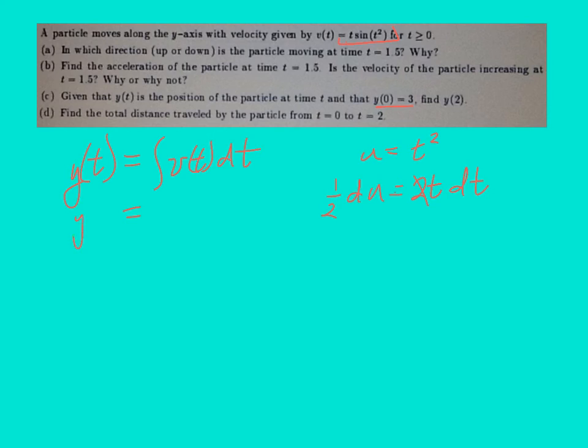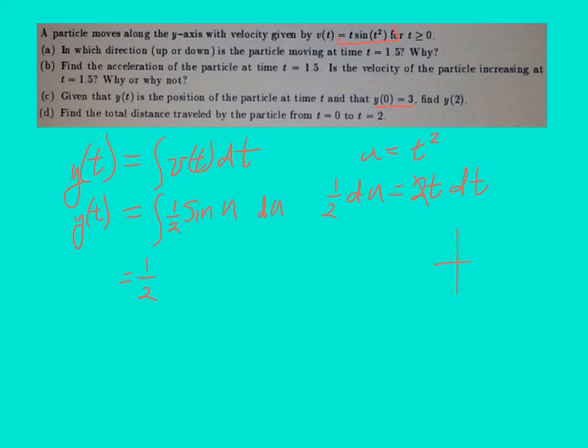So let's do a little swap here. And this now becomes the integral. That t and the dt becomes 1/2 du, and sine of t squared becomes sine of u. I'm going to move the 1/2 to the outside, so it's still there. Take the integral of sine of u.